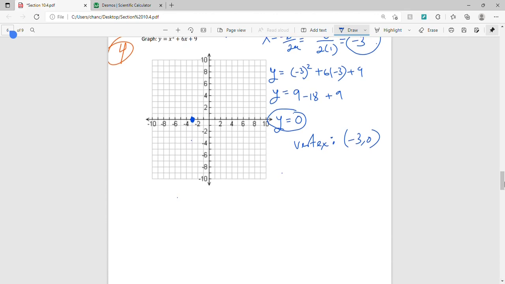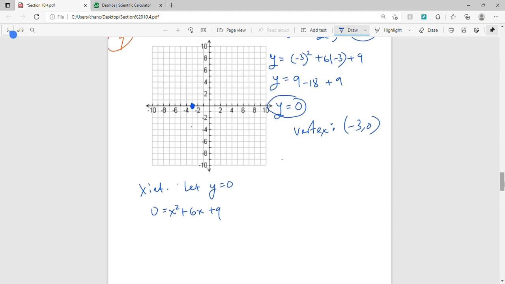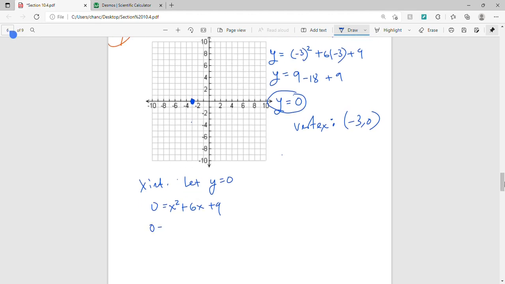Now let's find the x-intercept. To find the x-intercept, you let y be equal to 0 in the original equation. We'll let y be equal to 0. So 0 equals x squared plus 6x plus 9. And we're going to factor this if possible, and it is factorable. This factors as x plus 3 times x plus 3.